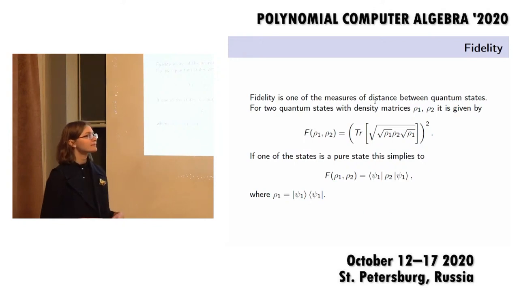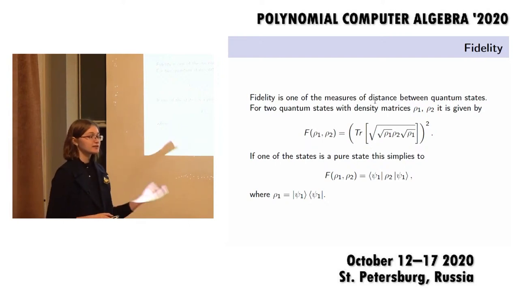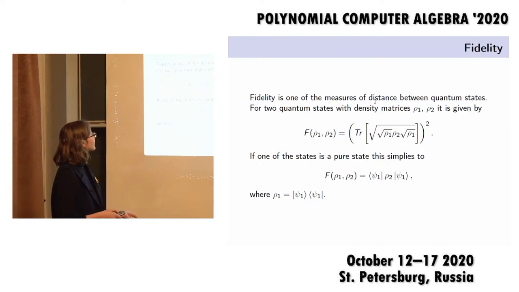And after obtaining the restored state of the output qubits, we calculated fidelity between this state and the Bell state that we teleported. Because all of the Bell states are pure states and the restored state is mixed one, we used this simplified formula.